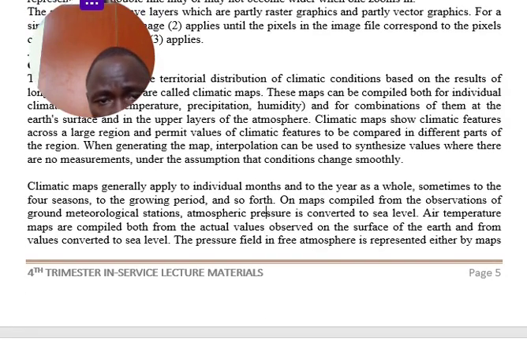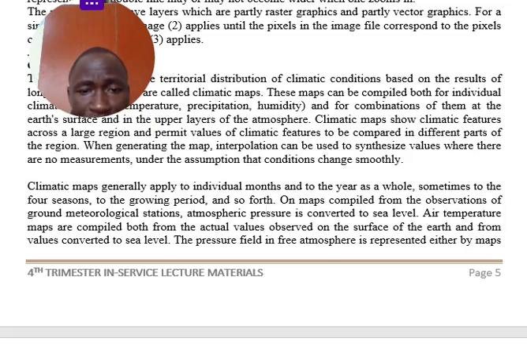Then the other, we have what we call the climatic maps. These ones try to show the territorial distribution of climatic conditions based on results of location, or based on information that may be obtained from the field. Those are what we call the climatic maps. These ones look at temperatures, precipitation, and also humidity.